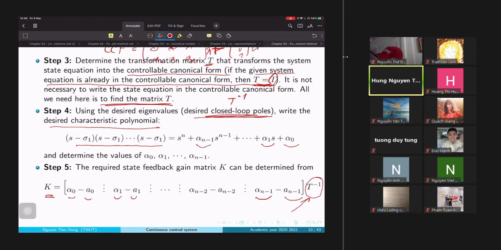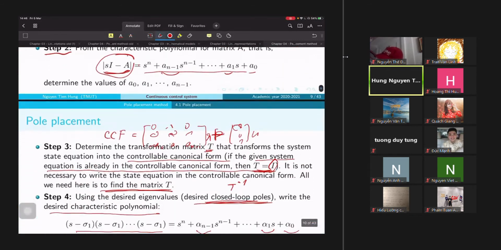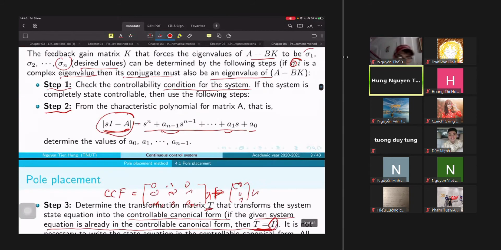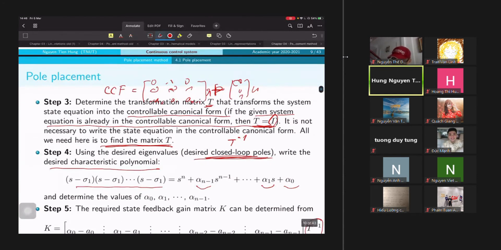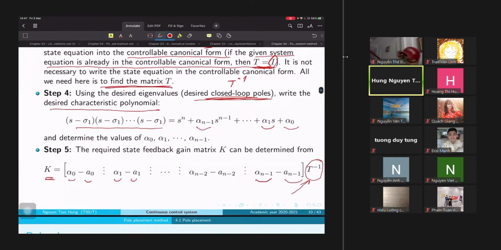So that's the reason why we need to have the controllable canonical form. So again, we have a total of 5 steps. In the first step, we have to check whether the system is controllable. And if the system is controllable, we move to step number 2. In step number 2, we have to find the characteristic polynomial of the matrix. And in the next step, we have to find the transformation matrix T and get the controllable canonical form.